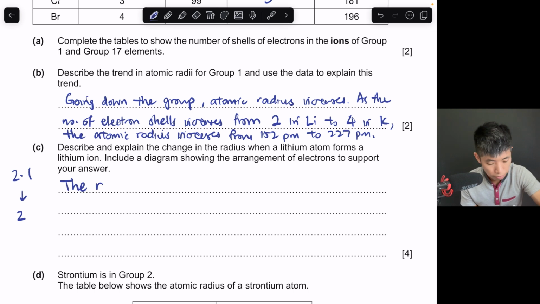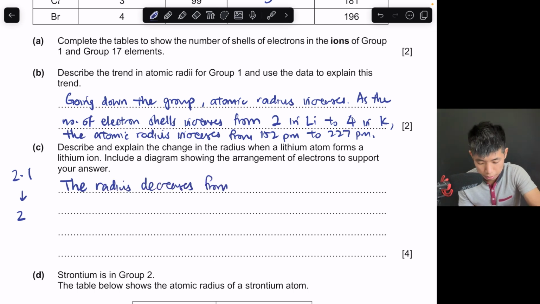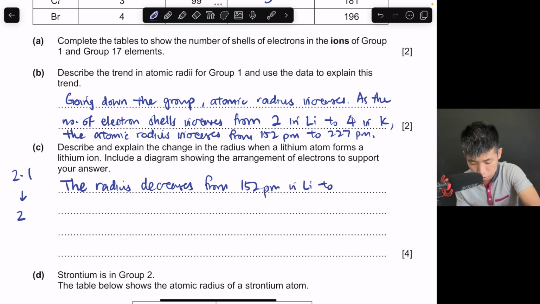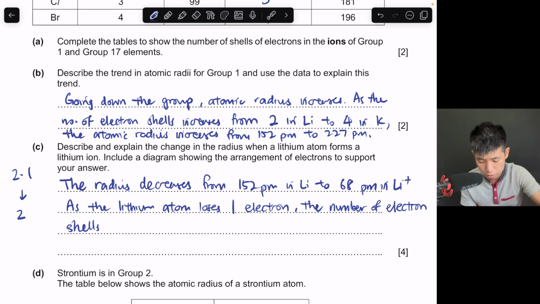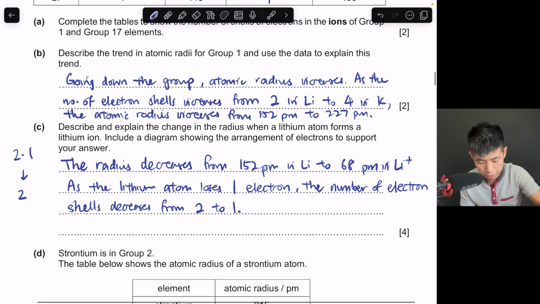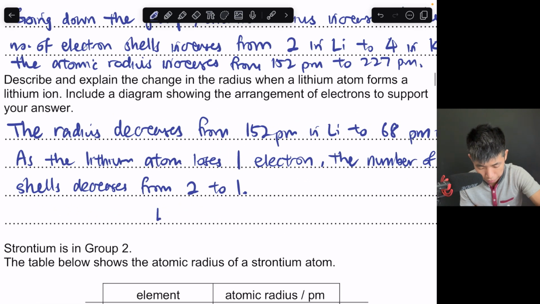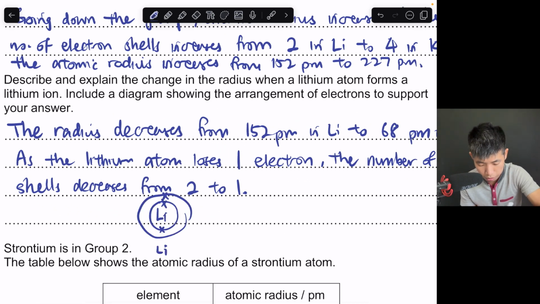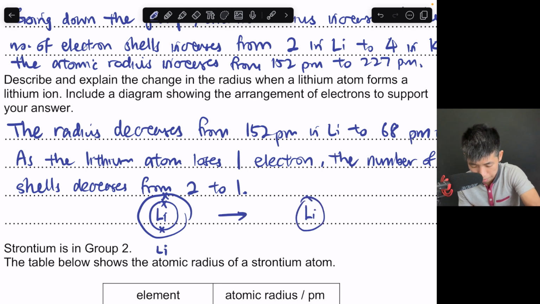So let's describe the change in radius first. So the radius decreases from 152 to 68. As the lithium atom loses 1 electron, the number of electron shells decreases from 2 to 1. Include a diagram showing the arrangement of electrons. We have lithium like that. Make sure you label. Lose 1 electron to form the lithium ion, Li+.